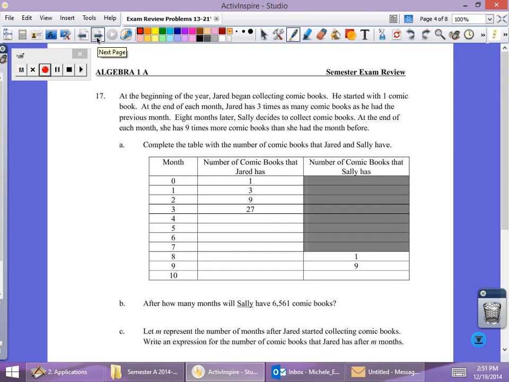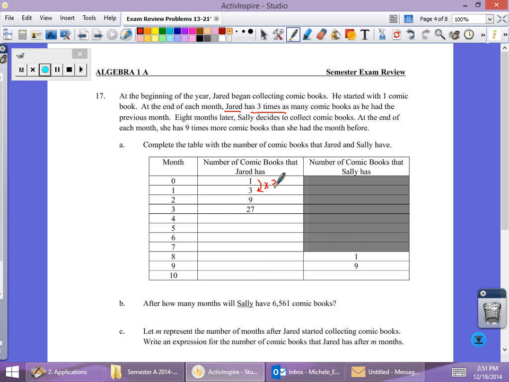If we turn to page 12, we're looking at problem 17. At the beginning of the year, Jared began collecting comic books. He started with 1 comic book. At the end of each month, Jared has 3 times as many comic books as he had the previous month. 8 months later, Sally decides to collect comic books. At the end of each month, she has 9 times more comic books than she had the month before. So Jared always has 3 times as many. So that would help me complete the number of comic books that Jared has in the table.